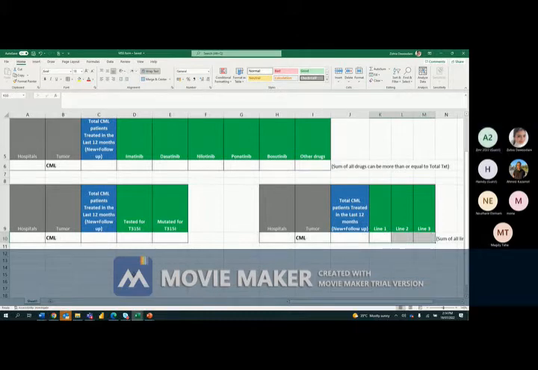Okay. All your patients should be included here. Nothing should be missed. It's not treatment specific.